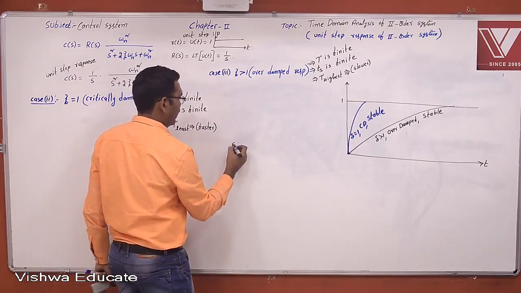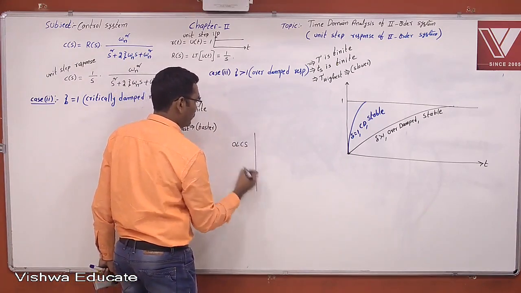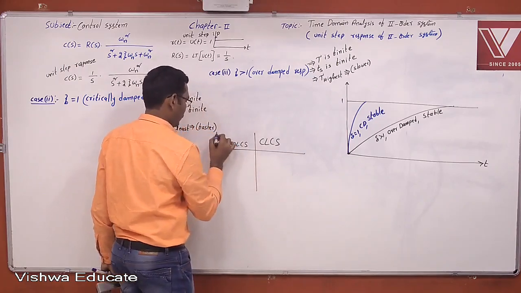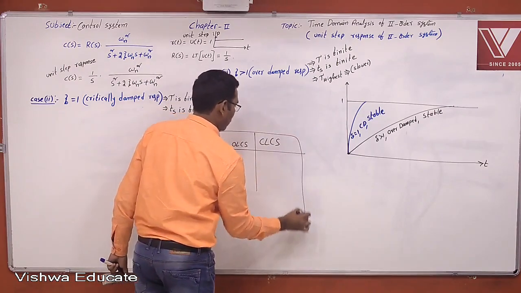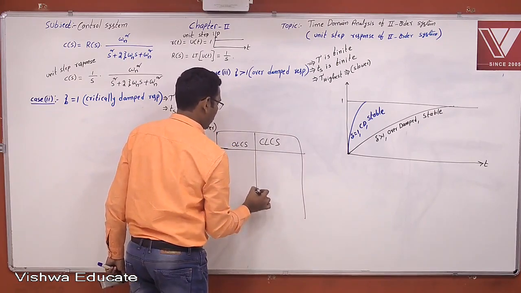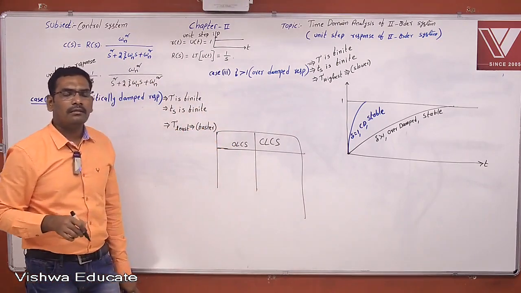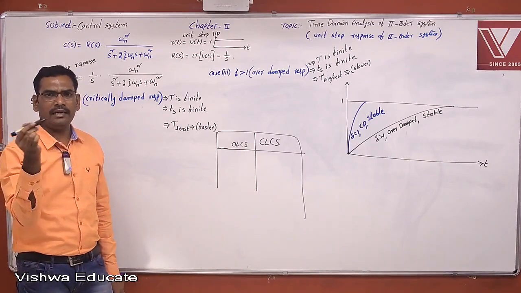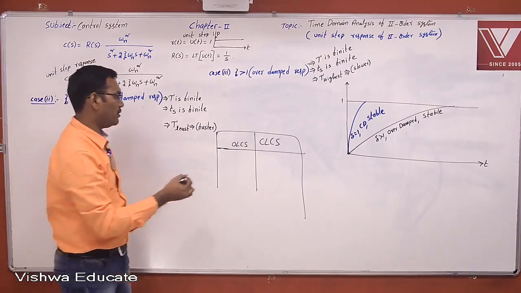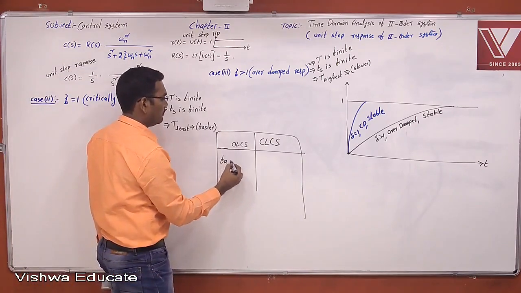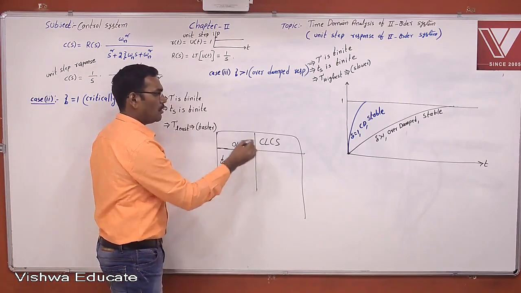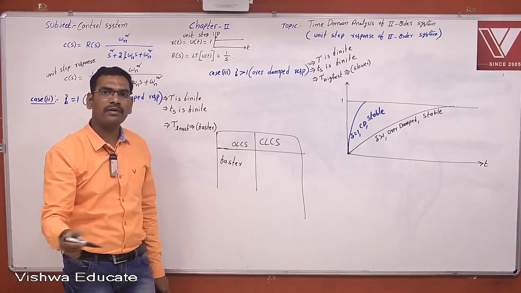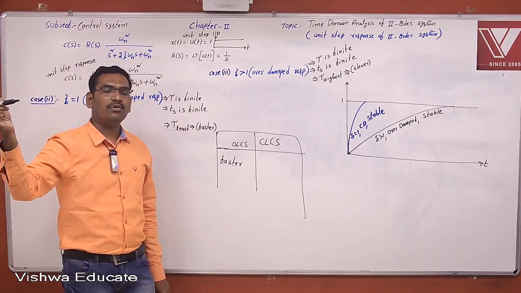One small example I am giving: open loop control system and closed loop control system, which is a very simple question. Open loop has only the forward path gain. Input is given, and you immediately get the output fast. In a closed loop control system, input is given, but the output will not come immediately. The output takes feedback and goes to the input side.